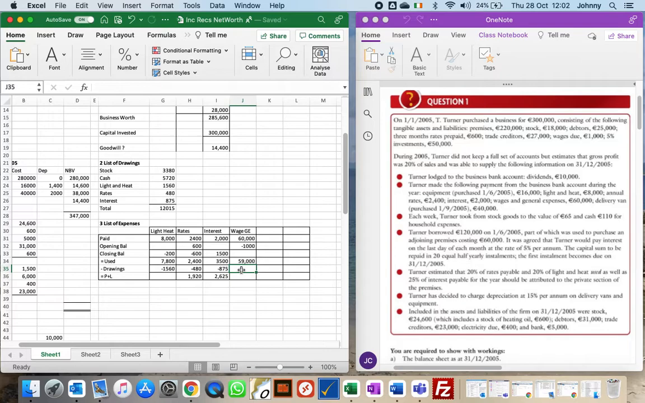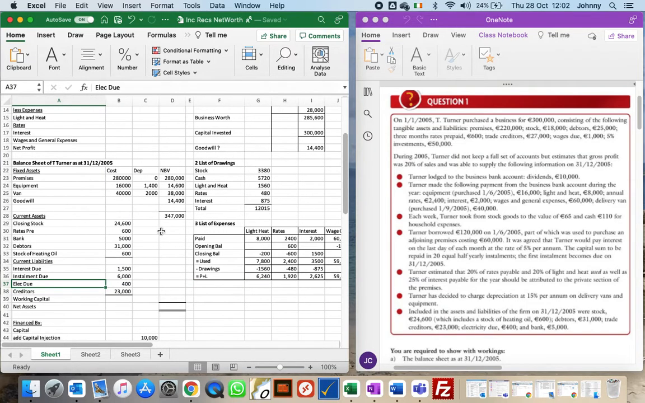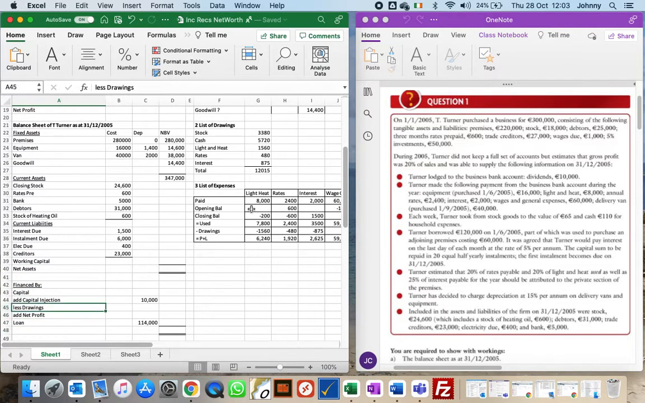We have no drawings of wage and general expenses, so the amount of our expense is going to be that figure, and the amount of the expenses is that figure there for light and heat. So we now have our 4 expenses, light and heat, rates, etc. We'll deal with those in a second. We have the figure now for drawings, so we should be able to finish off our balance sheet.